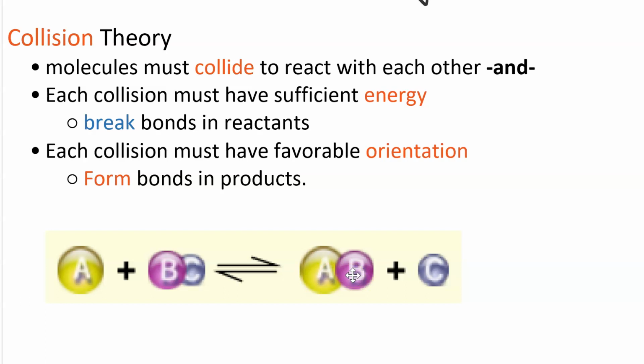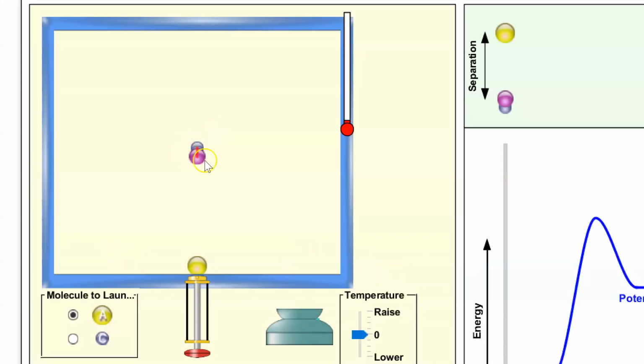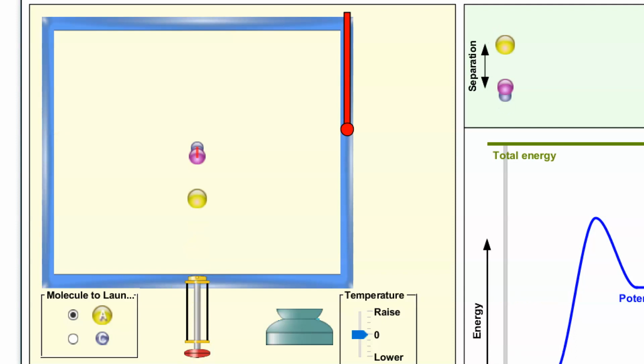Let's take a look at the simulation. So here I have a molecule of BC, and here is atom A, and I can launch it into this box and have it collide and do some reactions. So let's see what happens. You can see bonds are breaking and forming at the same time if the collision is perfect.